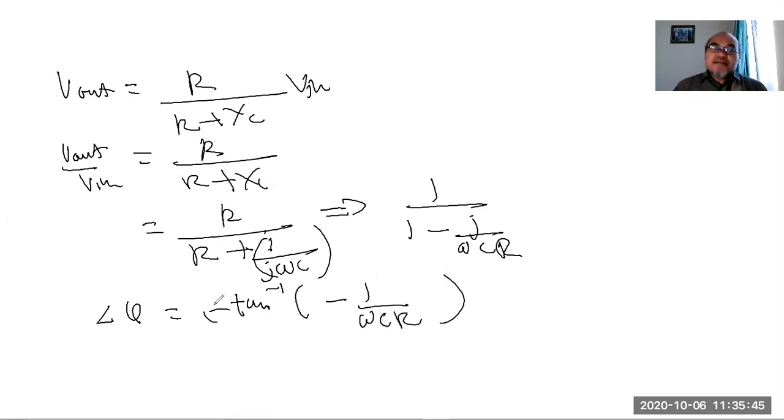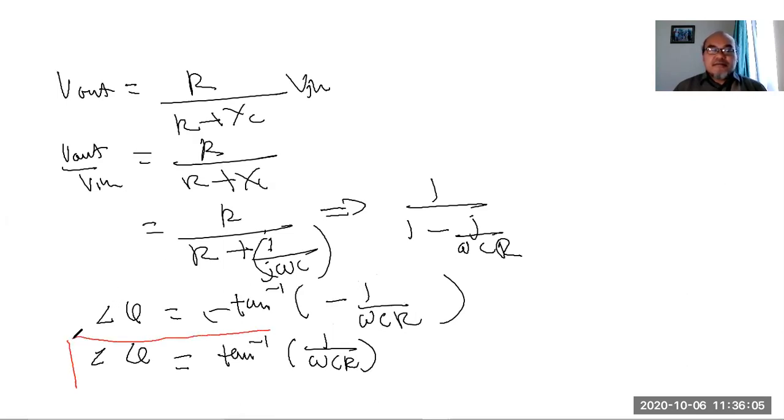Since this minus can be put inside the terms here, minus multiplied by minus, this equals arctangent of 1 over omega CR. So this is the formula for phase change in a high pass filter.